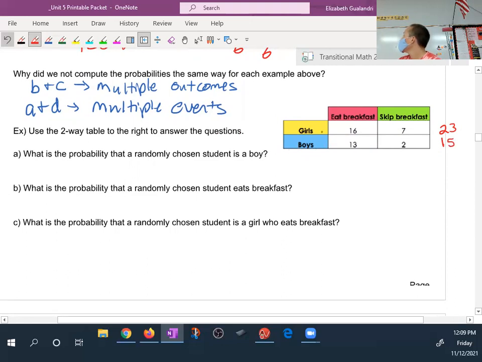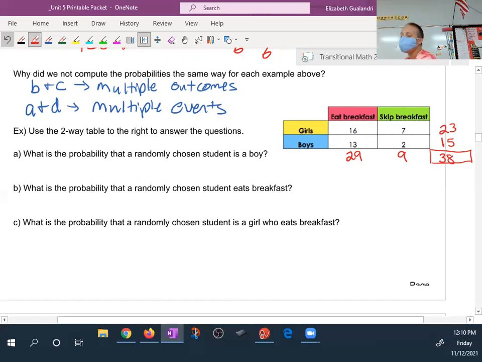Okay. You want to do column totals. The total number that ate breakfast was a total of 29. The total that skipped breakfast was a total of 9. And you always have a grand total over here. You can add together either one of those that you want to in order to get to it, but you get to 38 total people were talked to. Okay. So those are going to come into play here.